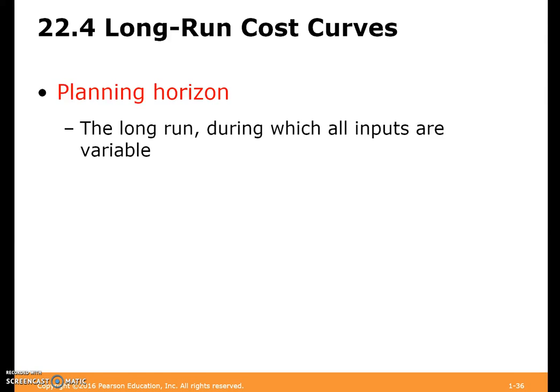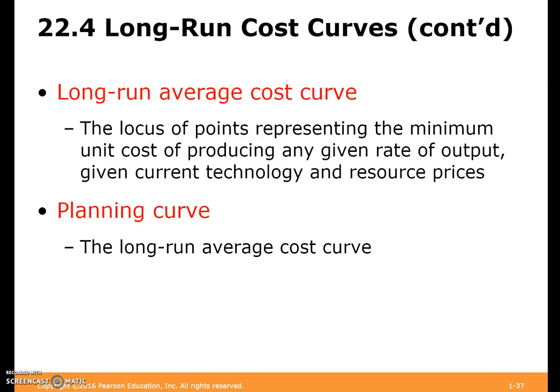So we want to now talk a little bit about long-run costs. The planning horizon, right? The long run during which all inputs are variable. We talked before, we said short run is where some inputs, like plant size, I think was the example, are fixed. Well, in the long run everything is variable. So we have this long-run average cost curve. It's the locus of points representing the minimum unit cost of producing at any given rate of output, given current technology and resource prices. That's a lot of givens. The planning curve is the long-run average cost curve. That's really just another name for it.